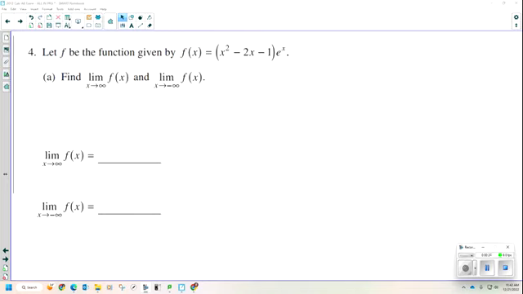4 reads, let f be the function given by f of x equals x squared minus 2x minus 1, all times e to the x. So it looks like we're just going to be doing a lot of work with that function right there. 4a asks us to find the limit of f of x as x approaches infinity and find the limit of f of x as x approaches negative infinity.